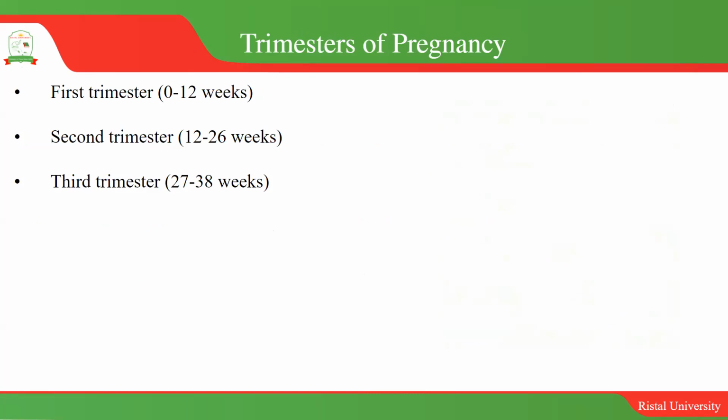We can actually say that the pregnancy can be divided into 3 trimesters. The first trimester happens between 0 to 12 weeks, then the second trimester between the 12th to the 25th week, and then the third trimester between the 27th to 38th week, which is basically term.